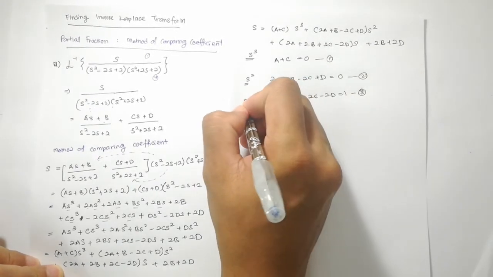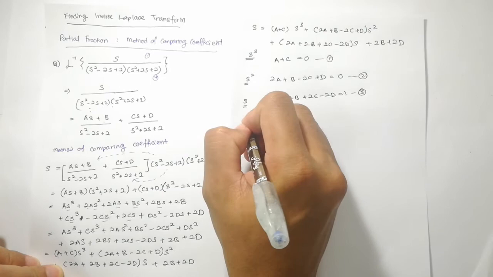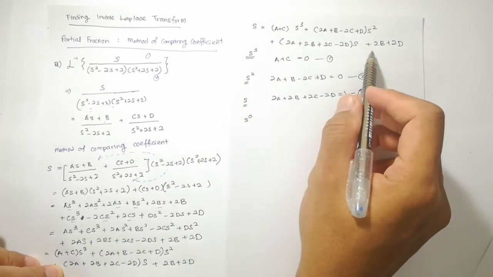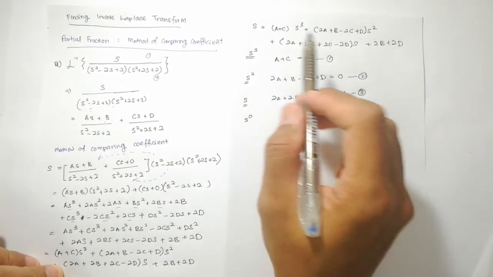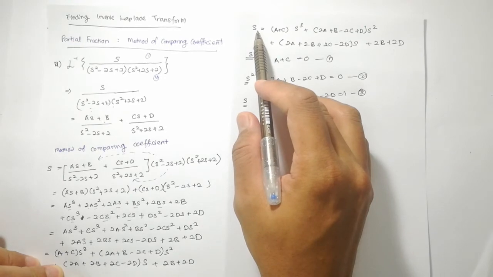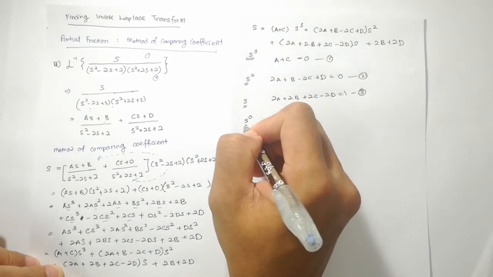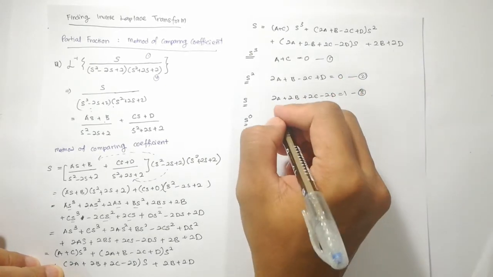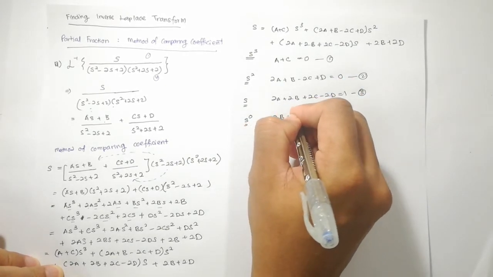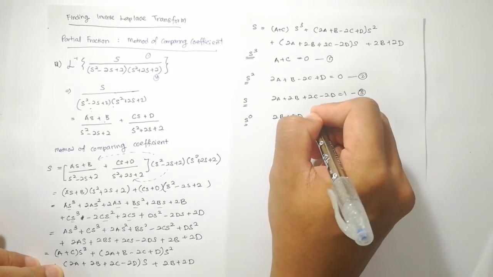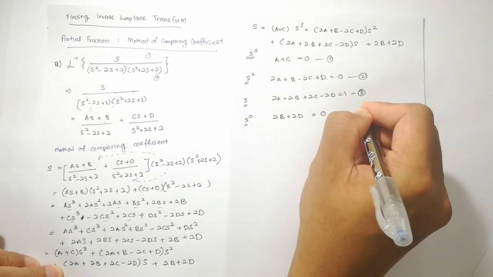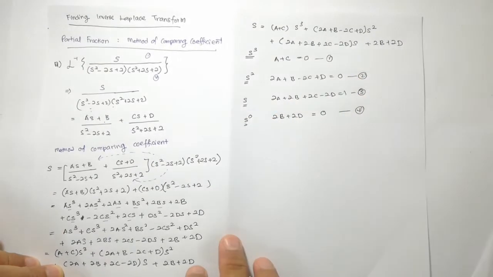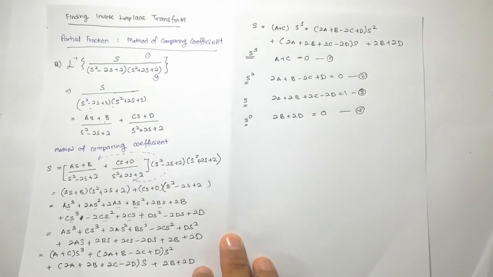And then lastly is our s power of 0, which is 2b plus 2d equal to 0, because we don't have s power of 0 on the left side of the equation. So we have 2b plus 2d equal to 0. This is our fourth equation.